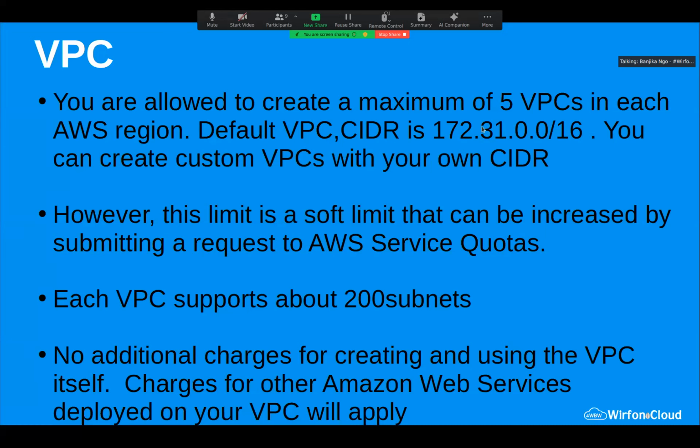This soft limit of 5 VPCs, if you happen to need more, you can always ask AWS to increase that number. Each VPC will support about 200 subnets. There's no charge for creating a VPC, but the resources that you place in that VPC will definitely be charged for, right? So that's some of the features about VPC.